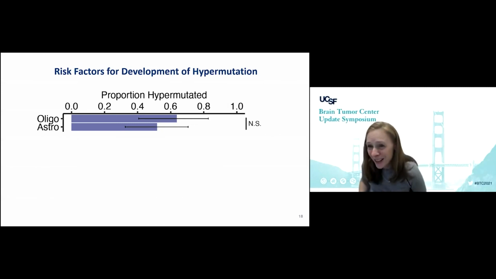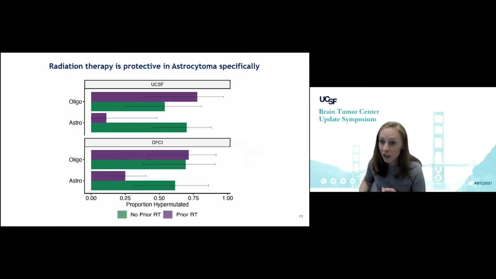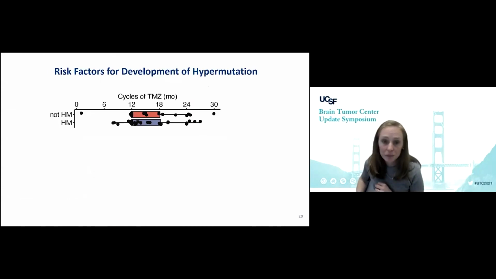So what are the risk factors for the development of hypermutation? I've already told you that oligos and astros seem to be pretty similar. It doesn't depend on tumor type. But something that we did find is that radiation seemed to be protective, only in the astrocytoma population. If you had an astrocytoma and were radiated, you were less likely to develop hypermutation. And this was also validated through the Dana-Farber cohort. I think that was one of the reasons why Dana-Farber actually had less development of hypermutation in the astrocytomas. Turns out they radiated their astrocytomas less than we did at UCSF.